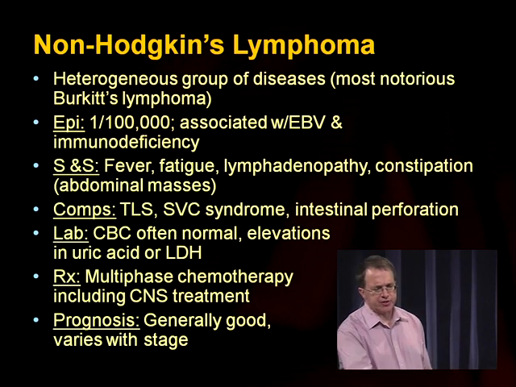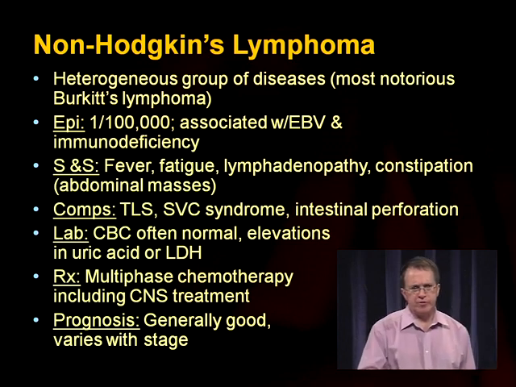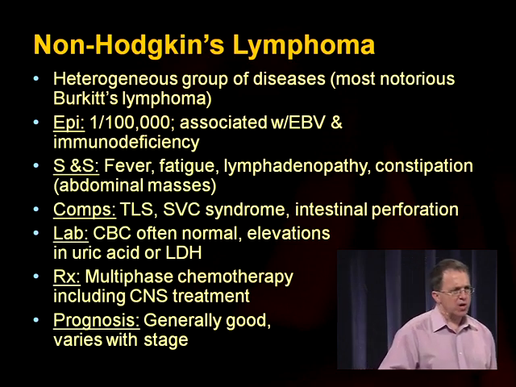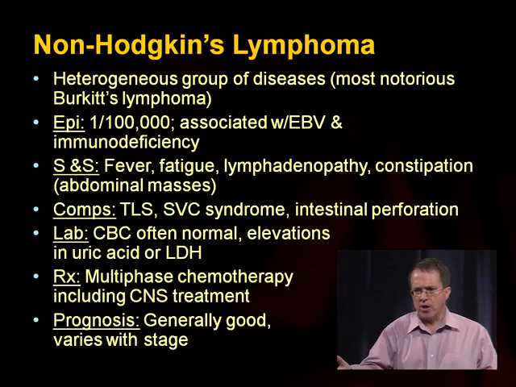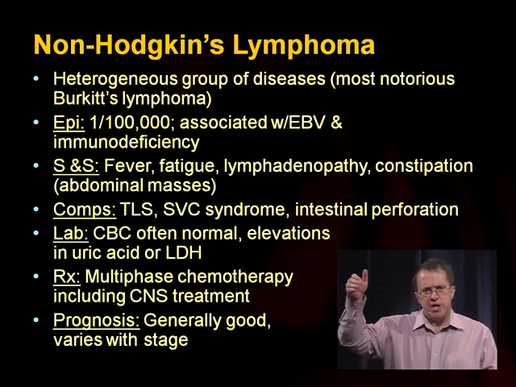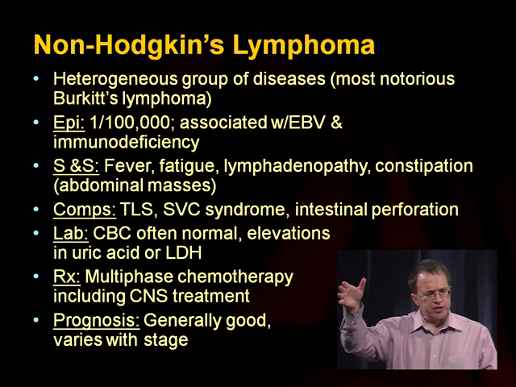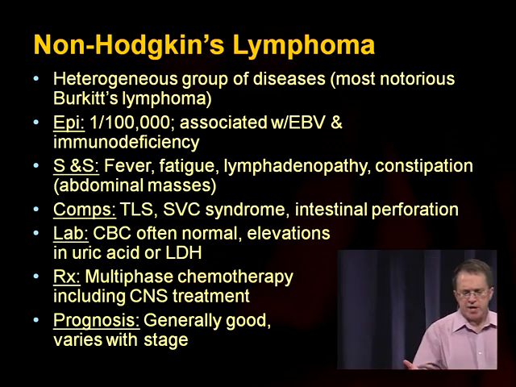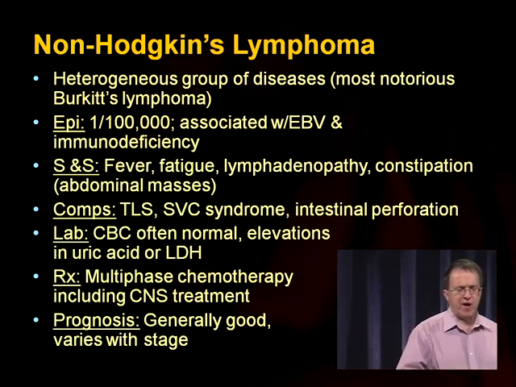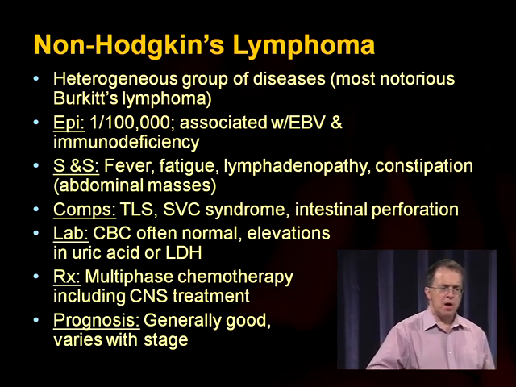So non-Hodgkin's, heterogeneous group of diseases. The one that I think is the one to kind of hang. I've always thought of learning as being something where you put a peg down and then you hang knowledge. So if you've seen a Burkitt's patient or a non-Hodgkin's patient, just try to hang some knowledge on that. So it's a rare disease. They'll present with fever, fatigue, lymphadenopathy, sometimes constipation with massive abdominal involvement.